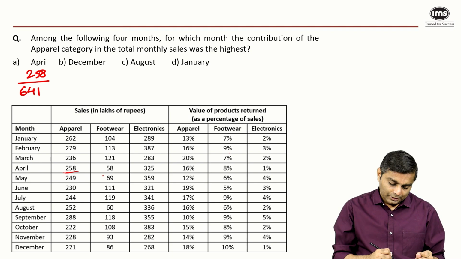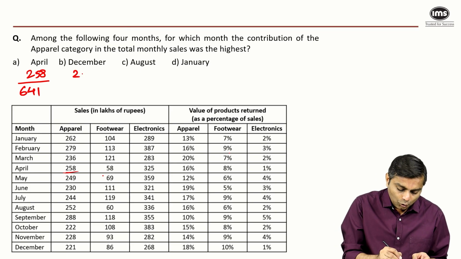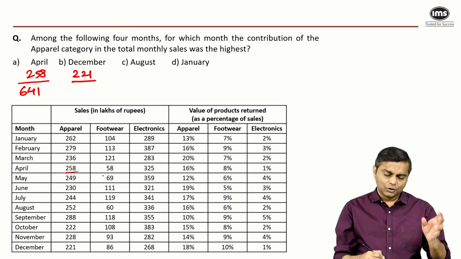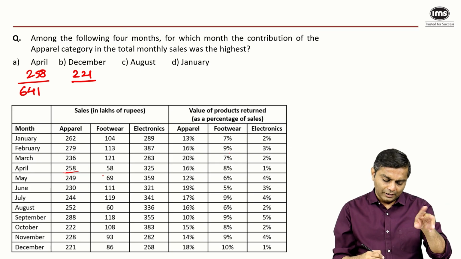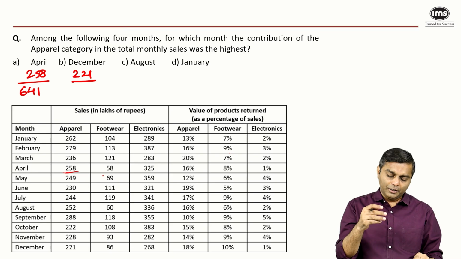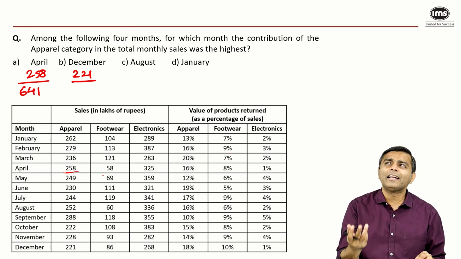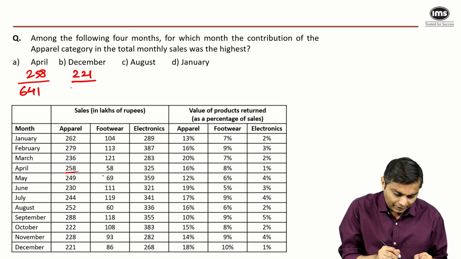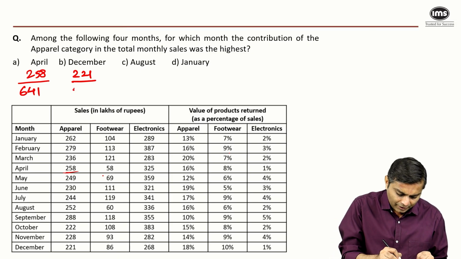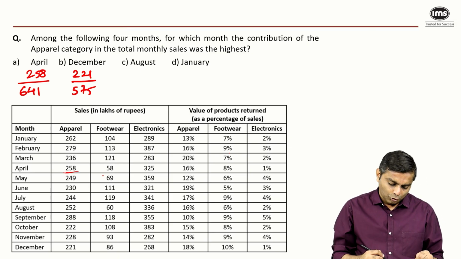Now let's see December. So in December, apparel is what? 221 upon the total of the whole thing. 221 and 86. 220, 80 is 300. So, and 1 and 6, 307. 307 and 268. 300, 200, 500. 68 and 7 is 75, I think. Yeah. So December is going to be 575. Perfect.